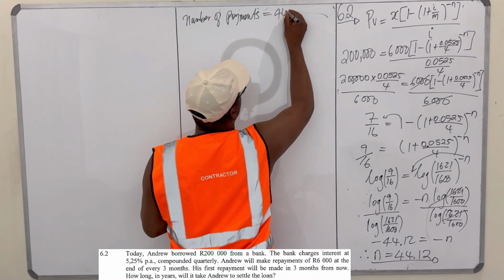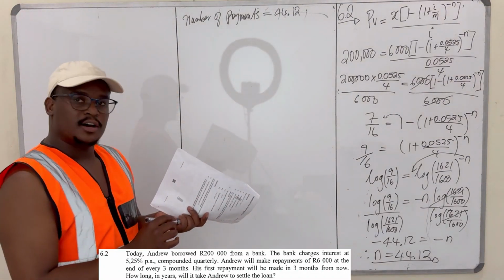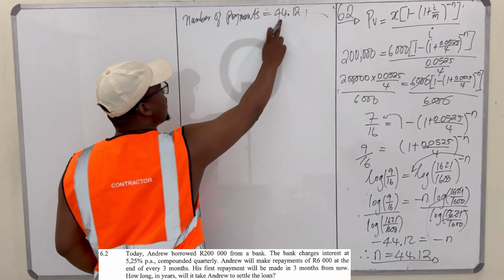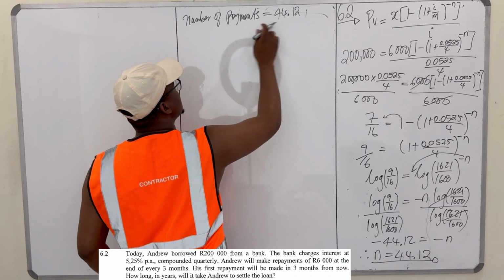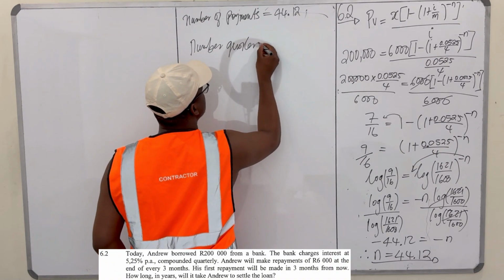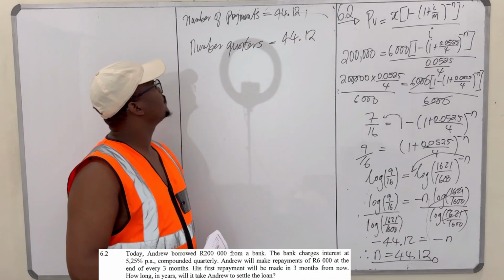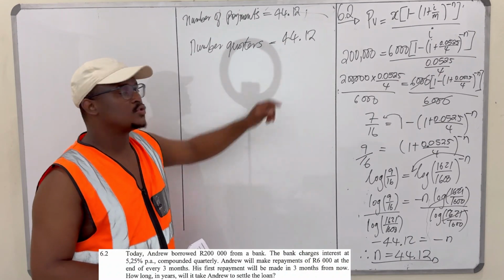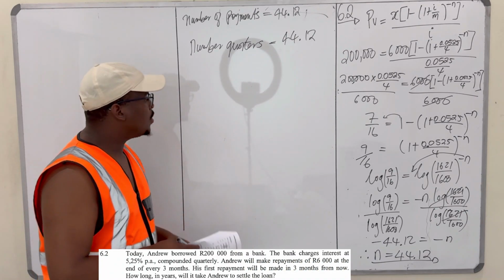He made 44.12 payments. This is the number of payments, right? And each payment was made after each quarter. So which means if he made this number of payments, the number of quarters it took for him to make those payments is also that. So now we know the number of quarters is 44.12. Those are the number of quarters it took our friend to pay off the debt, right? So what do we do from here?